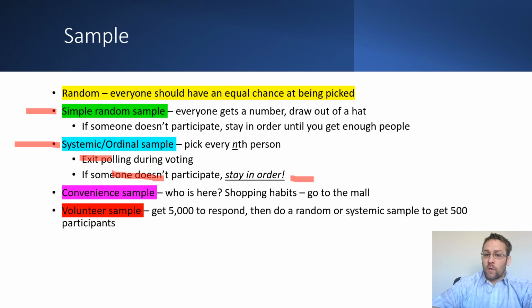So exit polling works in this systemic ordinal way. You have somebody outside of the voting booth, and their boss at the pollster place says, look, every 7th person that comes out of that voting booth, I want you to ask them who they voted for. So I sit there and I wait for 7 people to exit and I go up to the 7th person and say, excuse me, would you like to participate in this exit poll for me? And if they say yes, it's like, cool, who'd you vote for?